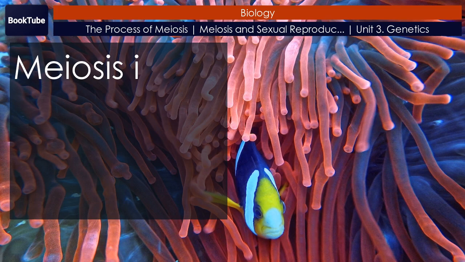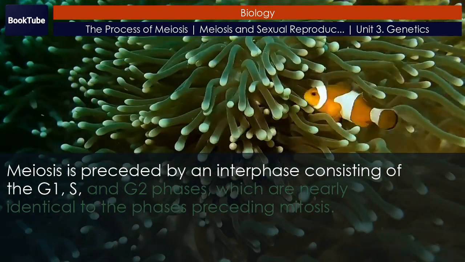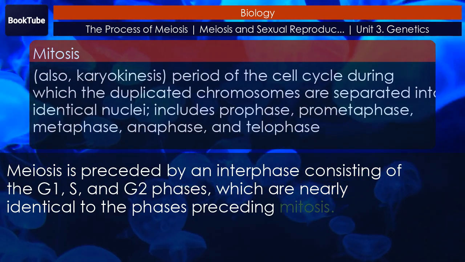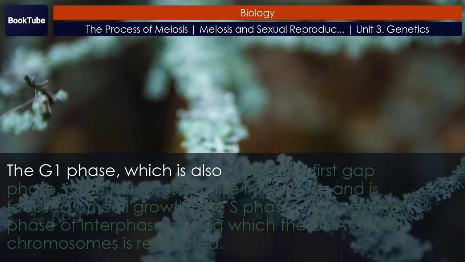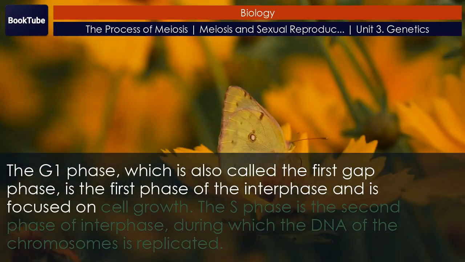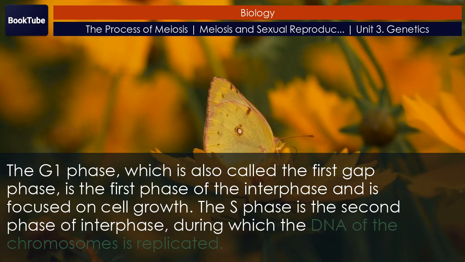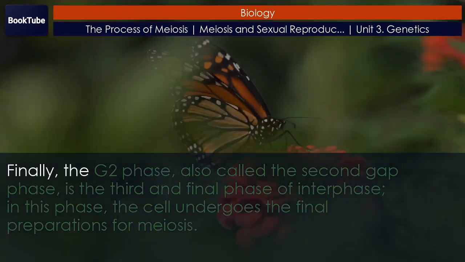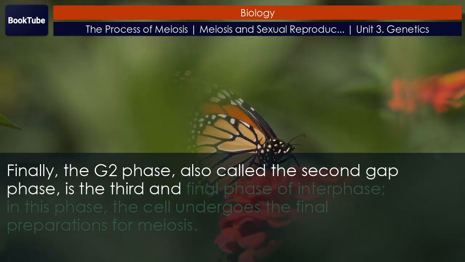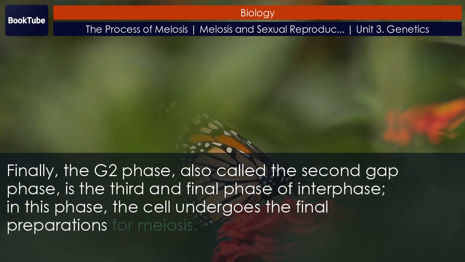Meiosis I. Meiosis is preceded by an interphase consisting of the G1, S, and G2 phases, which are nearly identical to the phases preceding mitosis. The G1 phase, which is also called the first gap phase, is the first phase of the interphase and is focused on cell growth. The S phase is the second phase of interphase, during which the DNA of the chromosomes is replicated. Finally, the G2 phase, also called the second gap phase, is the third and final phase of interphase. In this phase, the cell undergoes the final preparations for meiosis.